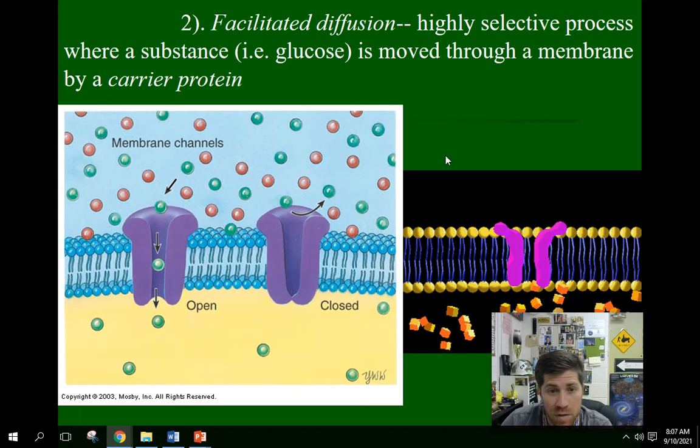Facilitated diffusion is very simply just diffusion that needs help. So for example, diffusion that takes place through a membrane channel, or you can see this one is closed, so it's not able to go through. So instead of being just basic diffusion where it goes across on its own, it just needs a little help in order to achieve its goals. So for example, glucose gets into the cells like this through a carrier protein.